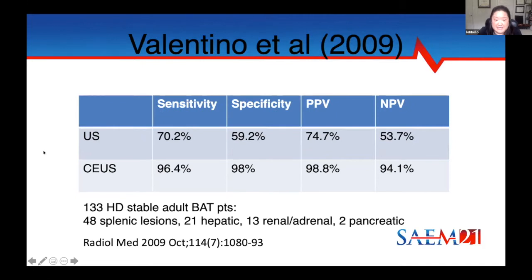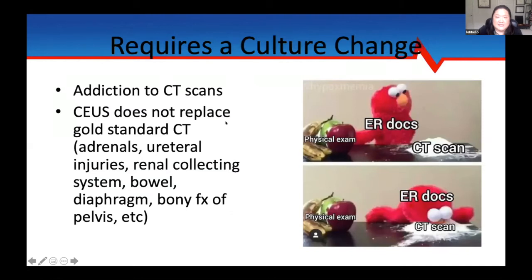Valentino, also in 2009, studied 133 hemodynamically stable blunt abdominal trauma patients and picked up 48 splenic lacerations, 21 hepatic lesions, 13 renal-adrenal issues, and 2 pancreatic lesions. The sensitivity by the radiologist was shown to be 96.4% for contrast-enhanced ultrasound versus 70.2% for traditional ultrasound. CT itself probably is only 97 to 99% sensitive for injury. So we're very, very close to what CT is capable of. So is that enough? Is 96% good enough?